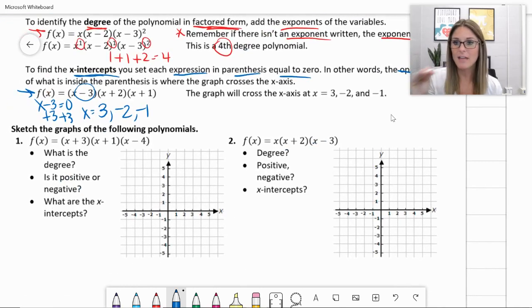So we're going to use all of that information to just sketch a polynomial, like I said, in order to match it on a multiple choice test, on a state test, EOC. So let's start with number 1.